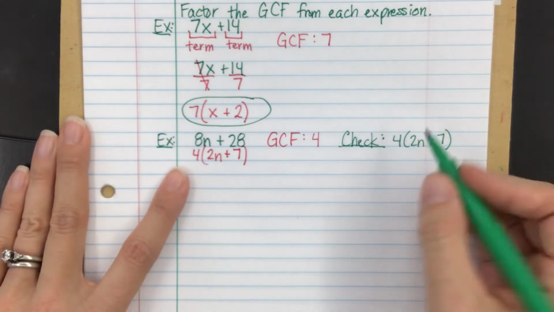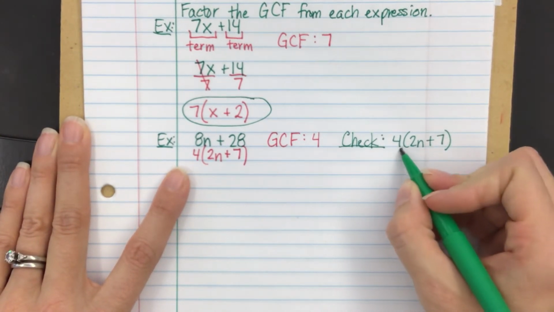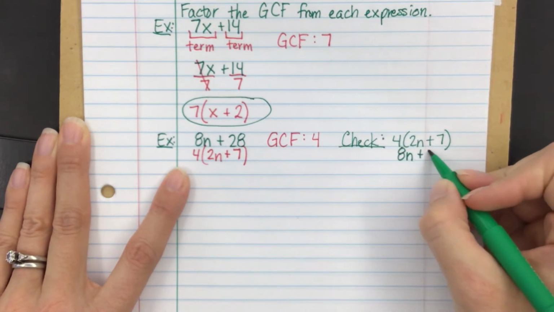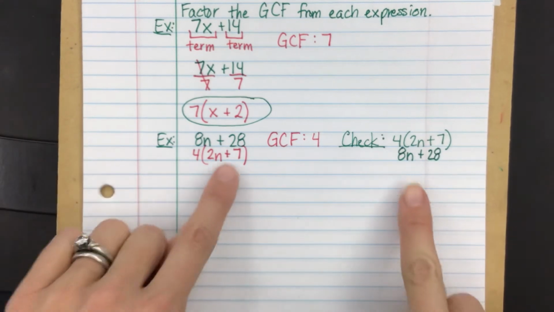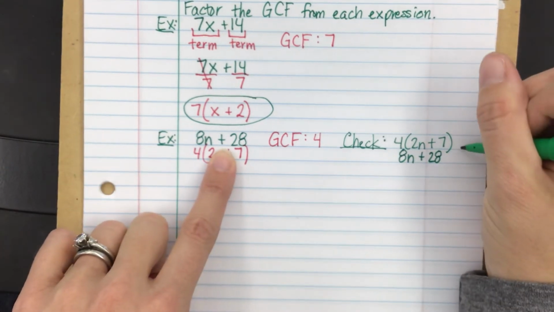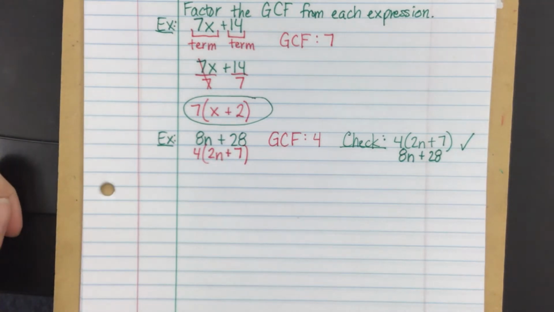Okay. So if I distribute this, 4 times 2n is 8n. 4 times 7 is 28. If these are the same, then you know you've done your factoring correct. You know that you're correct in your factoring, okay? So if you can go back and redistribute it and see what you get, and they're the same, you're good.